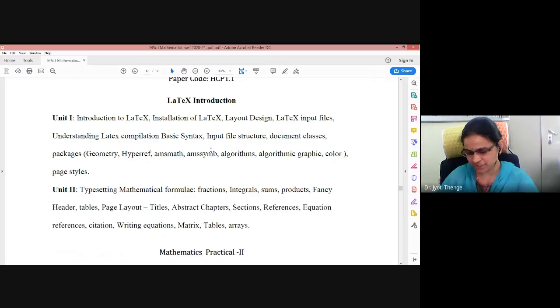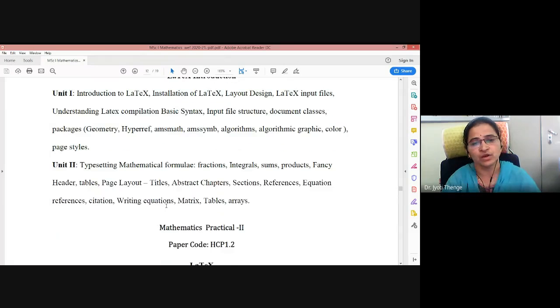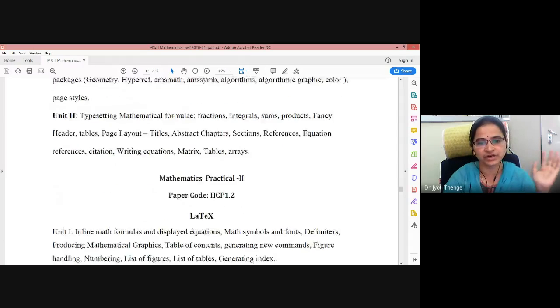LaTeX is the typesetting software which is used to write research papers, to type notes, to write books. I don't know whether you have faced this problem earlier, that typing a mathematical equation in Microsoft Word is more difficult for us because we are not getting all the symbols available in Microsoft Word. That's why we are going to teach you this LaTeX software. From this year itself, we have introduced this.